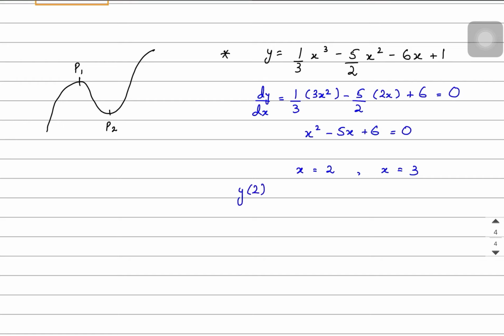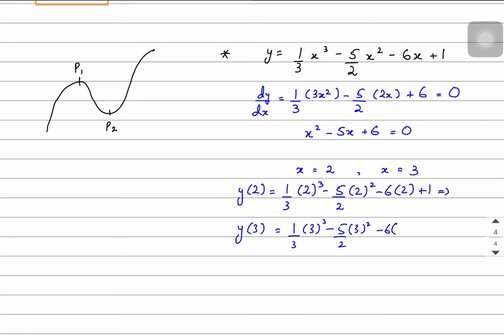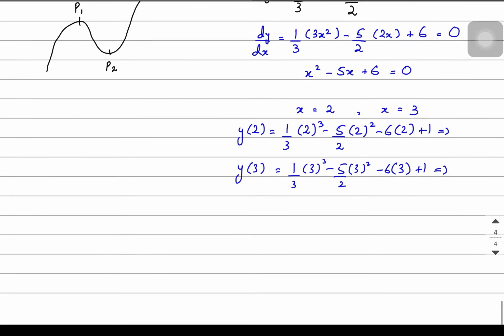Now I will get y of 2 just by plugging the value 2 into the equation. So I'm going to get some y, and similarly y of 3 should be 1 over 3 times 3 cubed minus 5 over 2 times 3 squared minus 6 times 3 plus 1. I'm going to get another value of y. So this is the method in which we find the stationary points.